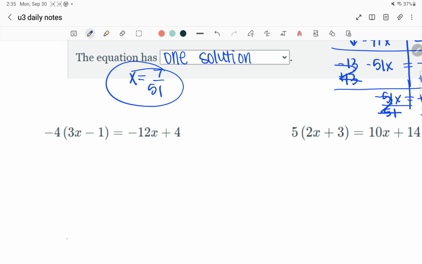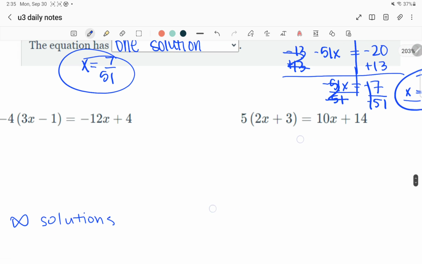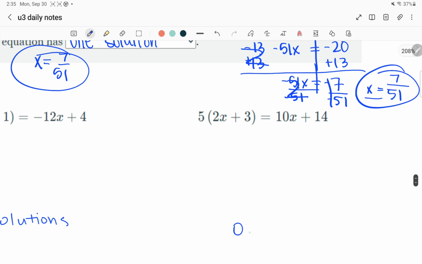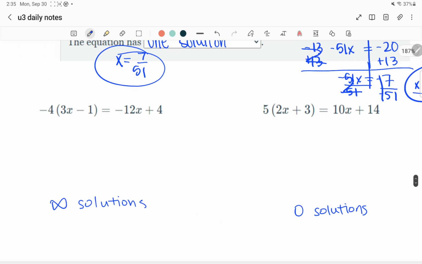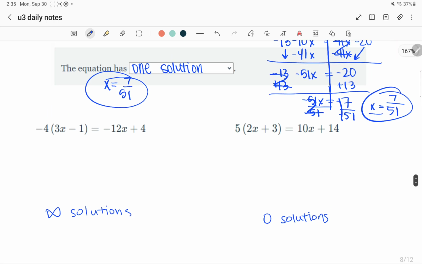Try it out on your own. I want to see the work, but this one's going to be infinite solutions. And this one is going to be 0 solutions. Show the work and show me why. Okay? Email me if you have any questions.